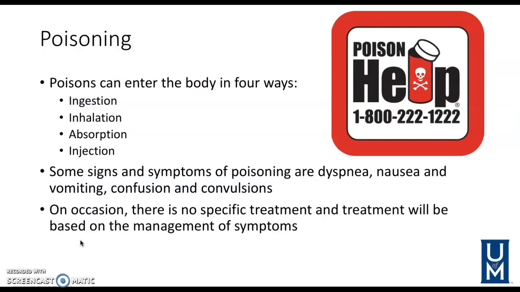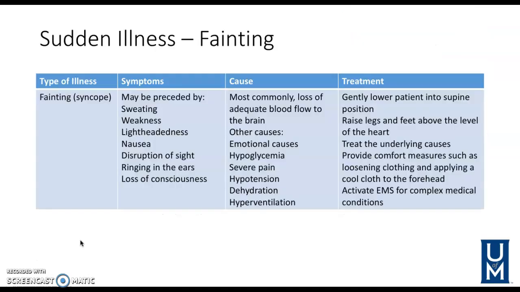Moving on to poisoning. Poisoning can occur in the body in 4 different ways: ingestion, inhalation, absorption, or injection. Some of those signs and symptoms that a poisoning has occurred are dyspnea, and remember that's difficulty breathing, nausea, vomiting, confusion, and even convulsions, so seizures. On occasions, there's no specific treatment, and that treatment will have to be based on the management of symptoms. So you will be calling poison control for these patients. Even in the ER, we call poison control for our poisoning patients to talk to the experts and to learn how to treat these patients that have been poisoned.